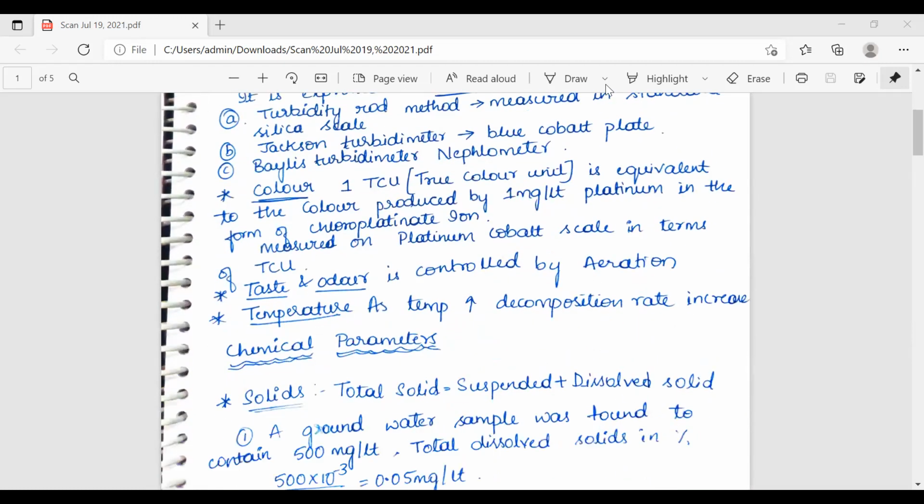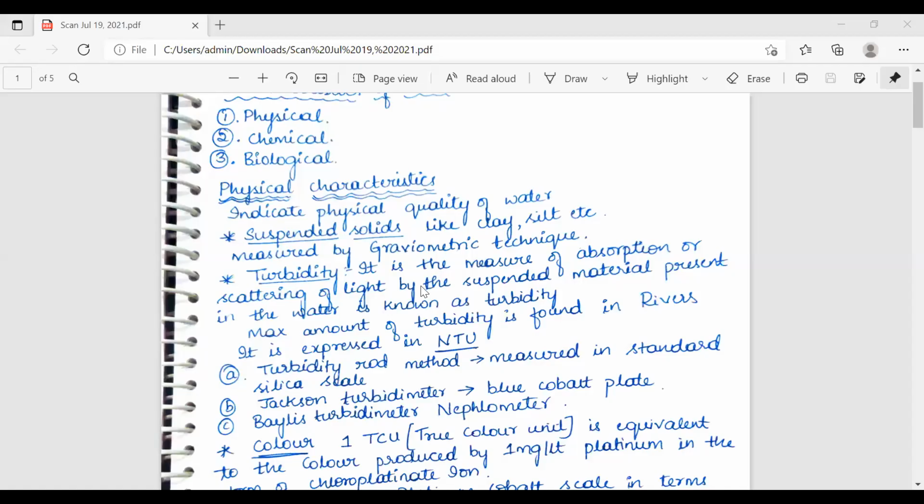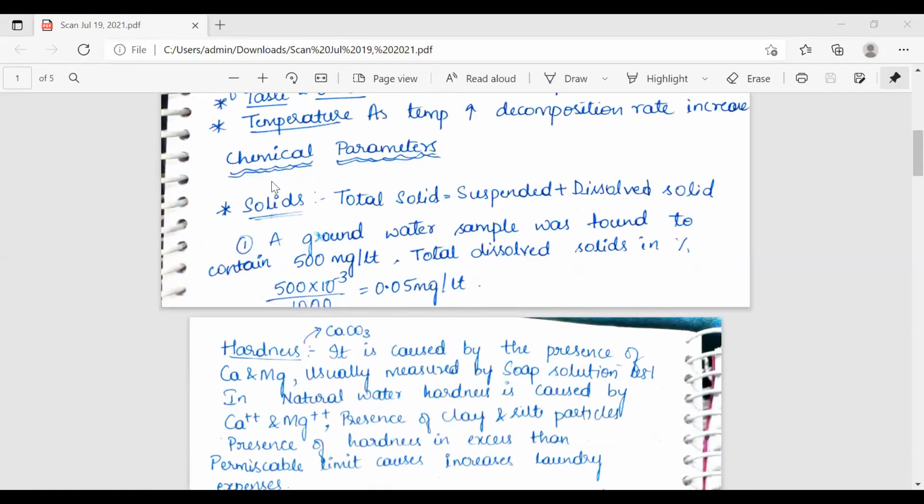Now I'll talk about the chemical parameters. The first one is solids. As in physical characteristics, here also the solids are the dissolved solids. Dissolved solids can be determined approximately by measuring the electrical conductivity of water using the Dionic tester.